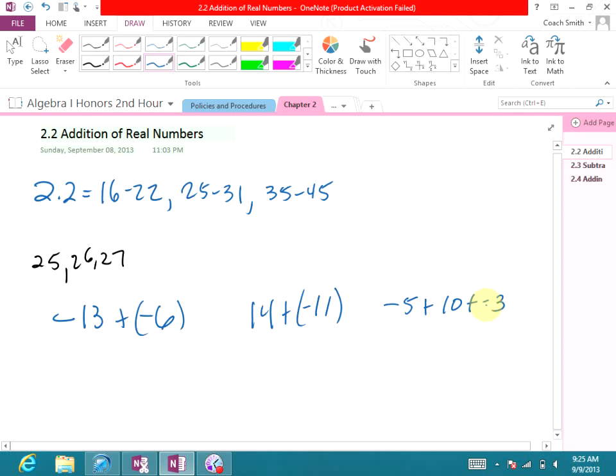All right, so your three problems are negative 13 plus negative 6, then 14 plus negative 11, then negative 5 plus 10 plus negative 3. Okay, that's problems 25, 26, and 27.